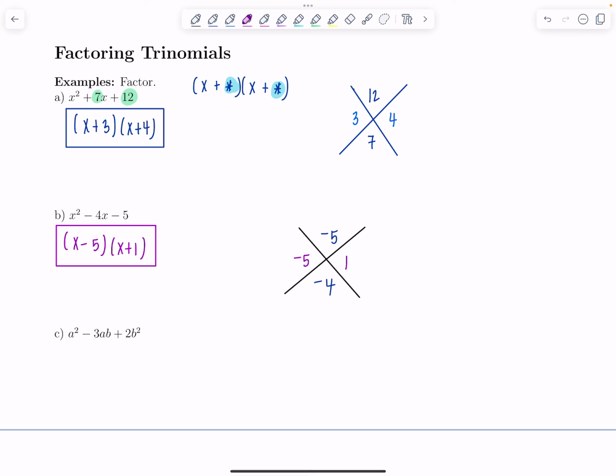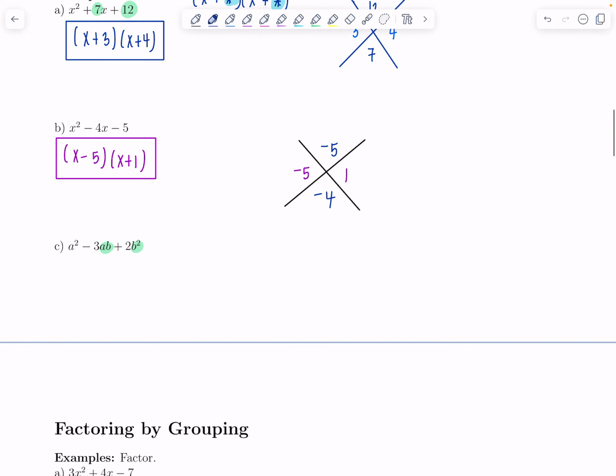All right, good. Example C: a squared minus 3ab plus 2b squared. Now don't let this ab and b squared freak you out. For a minute, let's just pretend it's not there. Let's just pretend we've got a squared minus 3a plus 2. Ignore the b's. Could you factor that little trinomial? Can you think of two numbers that multiply to 2 and add up to negative 3? It's just going to be negative 2 and negative 1, right?